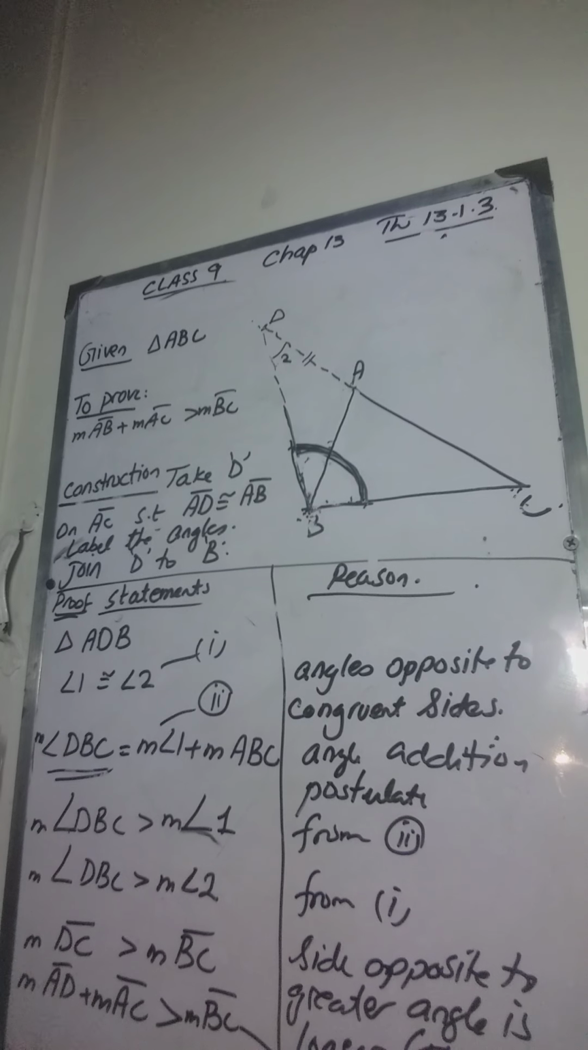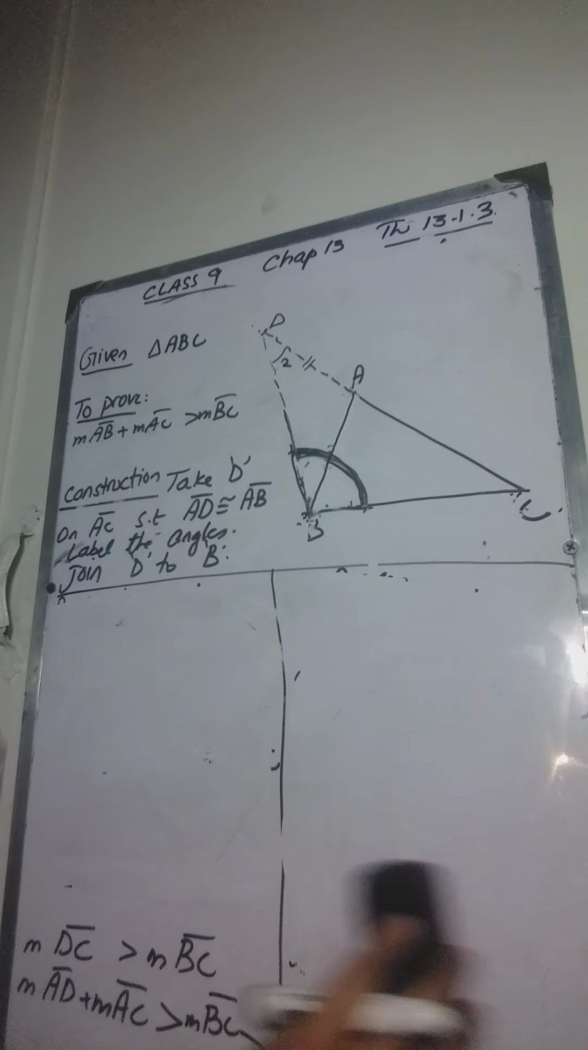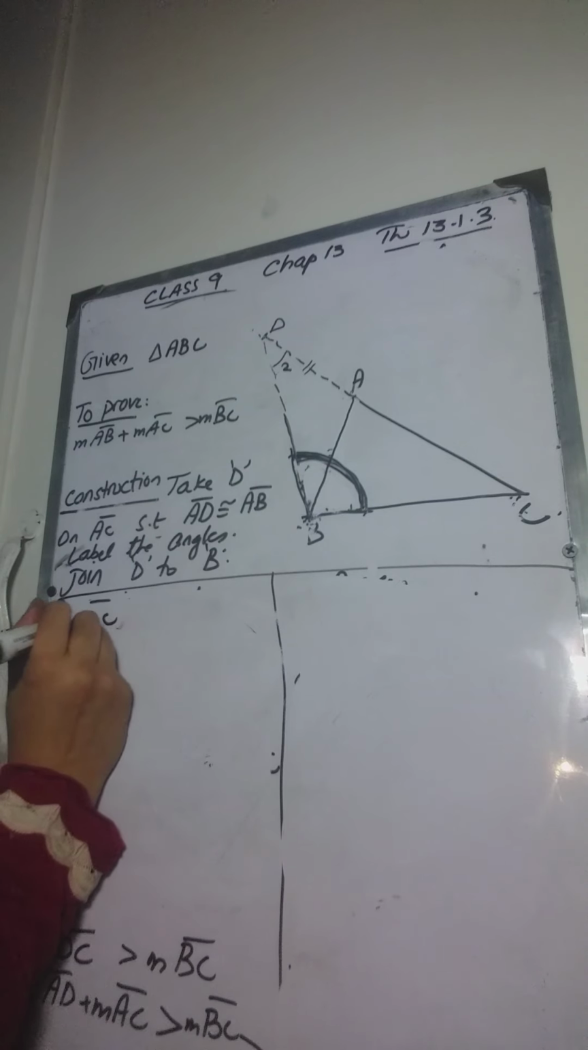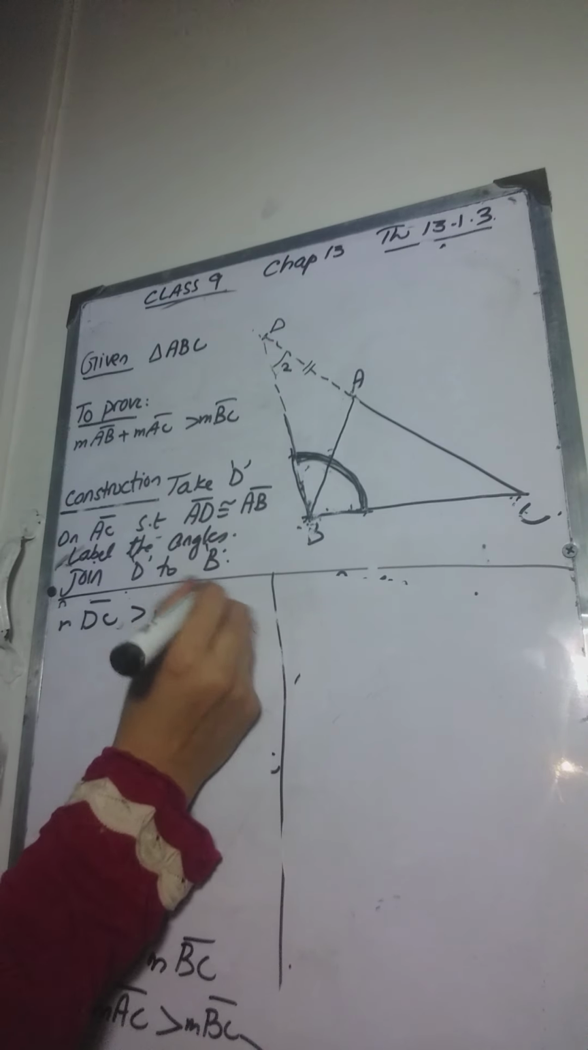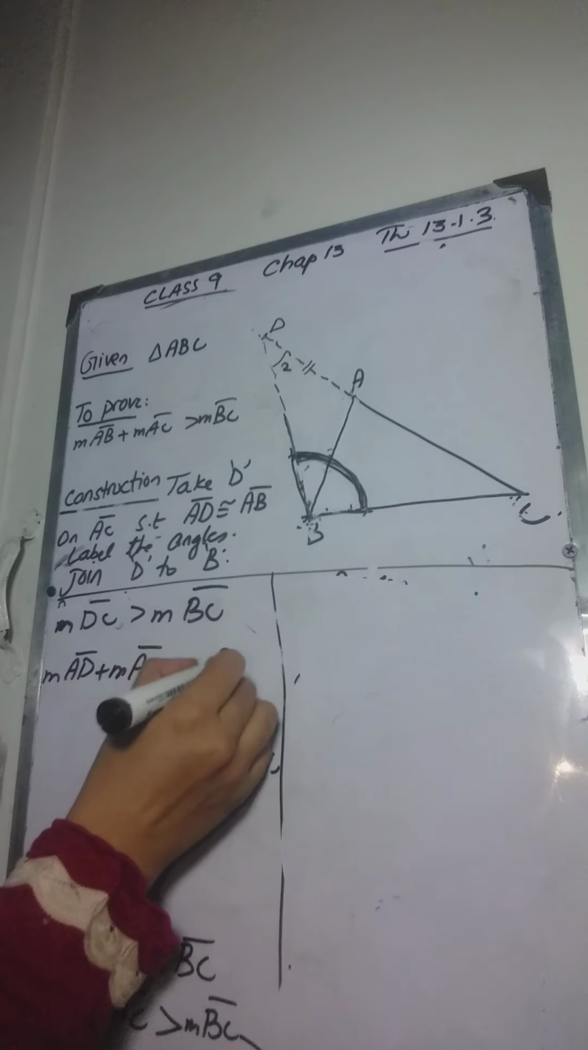Now I think it's visible. AD plus AC is greater than BC. Let me erase this and write the last statement again. Okay, so it is seen clearly. Now the measurement of DC is greater than the measurement of BC. Okay, we have proved this. I am writing the last two statements again. DC is AD plus AC, the measurement of AD plus the measurement of AC. DC is greater than the measurement of BC.